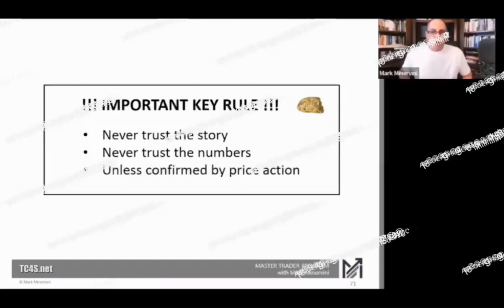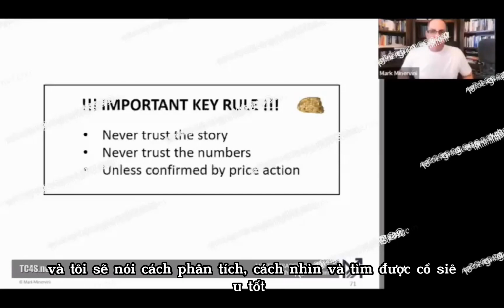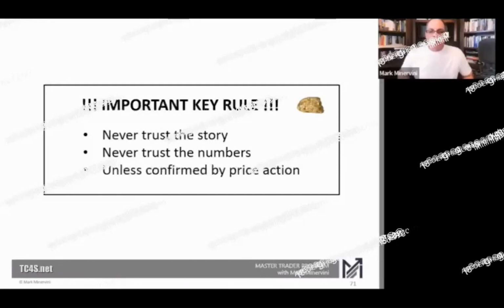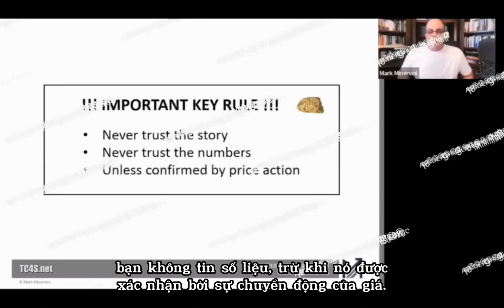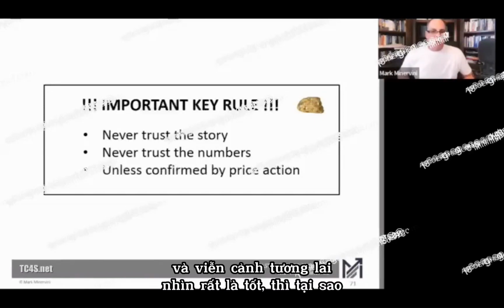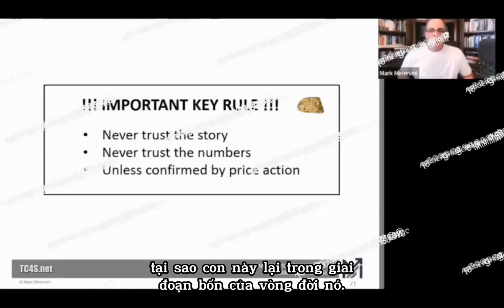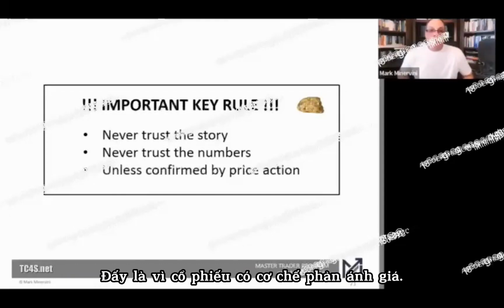No matter what I tell you about these fundamentals, as we go along, I'm going to show you ways to slice and dice them, what you want to look for, and what leads to superperformance. But the important rule is that you never, ever trust the story. You never trust the numbers unless it's confirmed by price. Because if things are so great, the company's so great, the earnings are so great, the prospects of the future are so wonderful, why would the stock be in a stage 4 downtrend? Why would it not be performing? Why would it have a relative strength of 13? There's a reason, because stocks are a discounting mechanism.